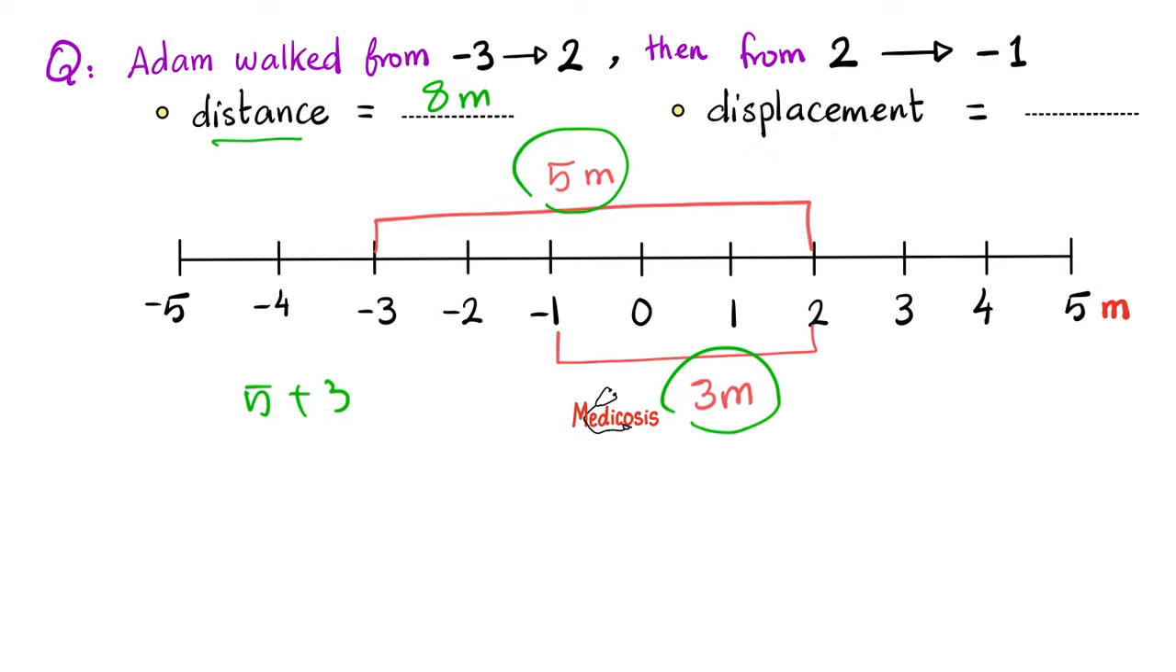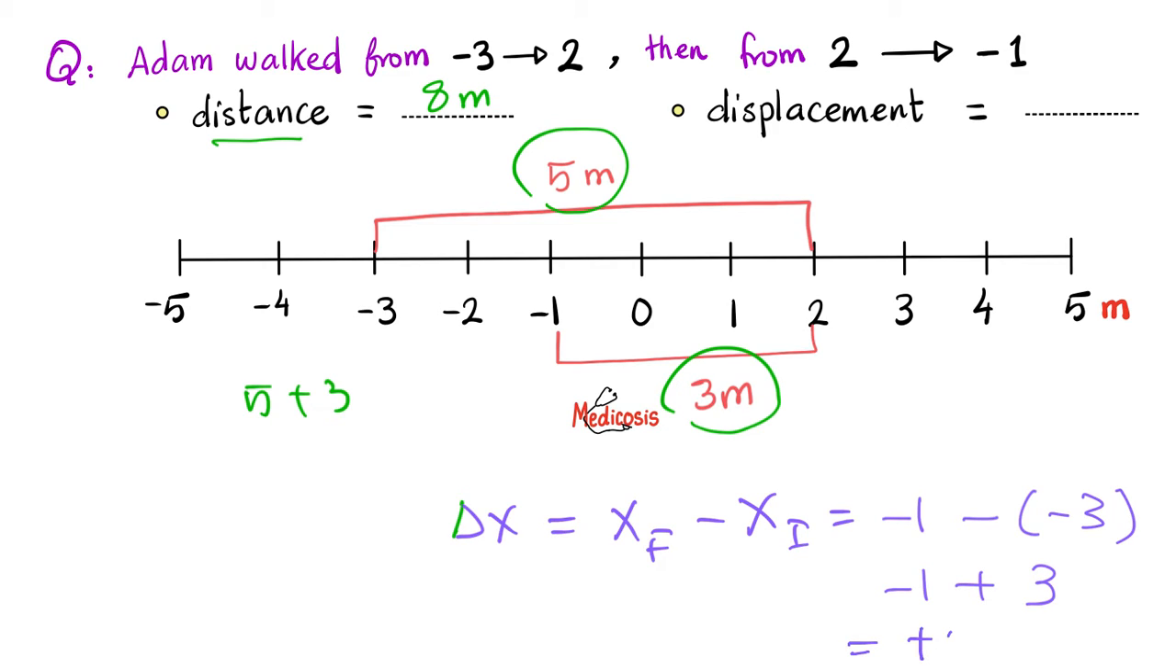How about the net displacement? Now this one has a direction, so to get the displacement, let's call that delta x, you need the final position minus the initial position. What's the final position? Adam ended up at -1, that's the final, and minus the initial position. What's the initial position? It is -3, so minus -3 or -1 plus 3, which gives me +2. Displacement has a magnitude and a direction. If Adam started here and ended there, it is as if Adam was displaced 2 meters to the right. 2 meters in the positive direction.